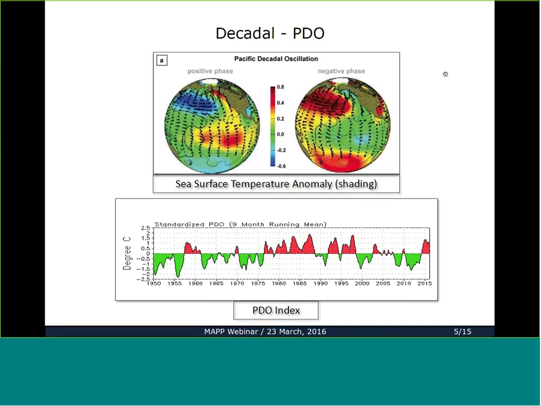Again, this is most prominent in the northern extratropical Pacific Ocean, and there are also some fluctuations in the tropical Pacific Ocean associated with that.